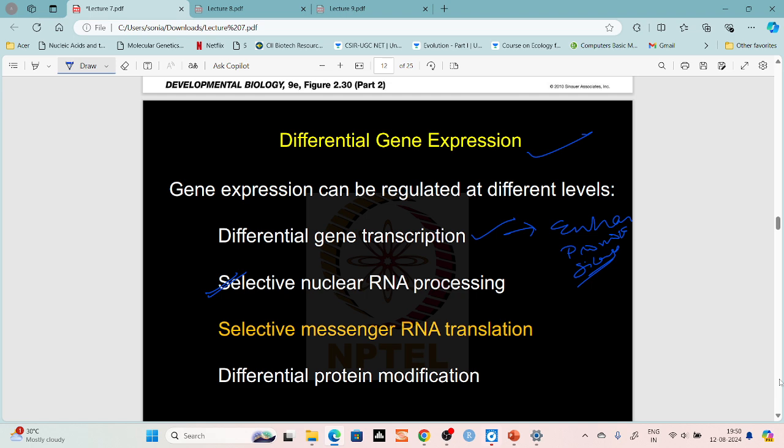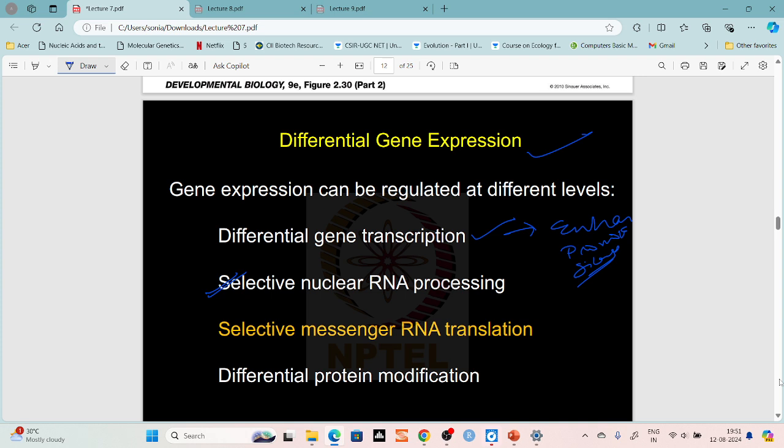Now we come to selective mRNA translation. The ultimate thing is that a gene is expressed only when your mRNA is translated into a protein. If your mRNA is not translated into a protein, will the protein be expressed? No, because the process is that first DNA is converted into mRNA, then mRNA is converted into protein, and when a protein is formed, only then we say that a gene is expressed. When I say this gene is expressed in our body, that means the protein specific to that gene has formed. This is a very basic general concept, you should understand this.